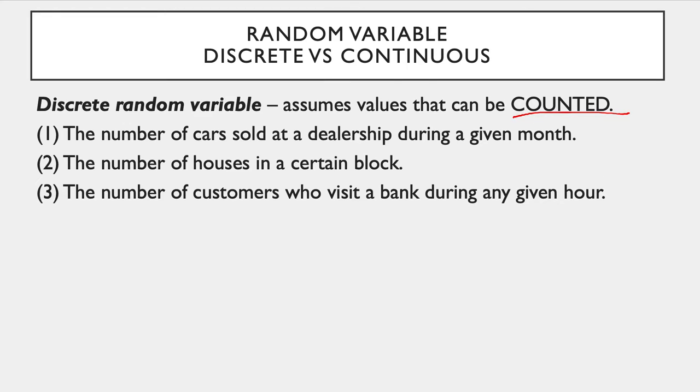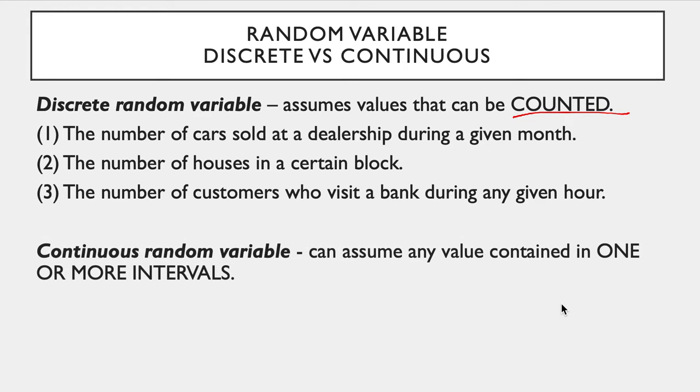So that's also a discrete random variable. We can have some number of fish caught on a fishing trip, or the number of complaints received at the office of an airline on a given day. Those are examples of discrete random variables because they can be counted.